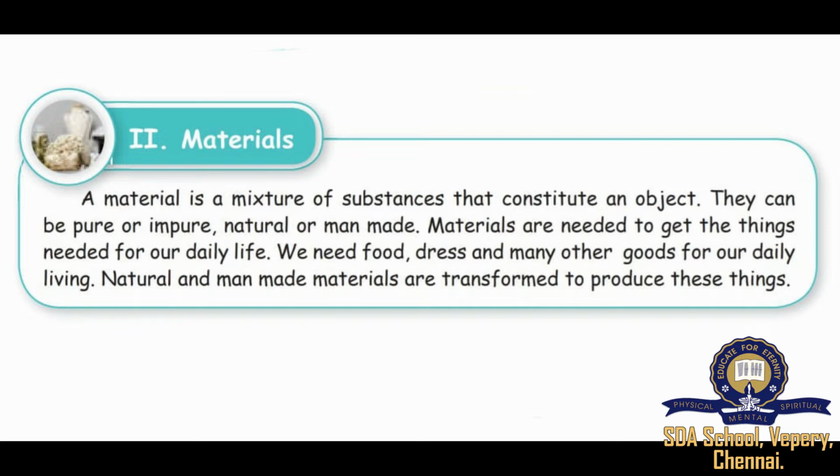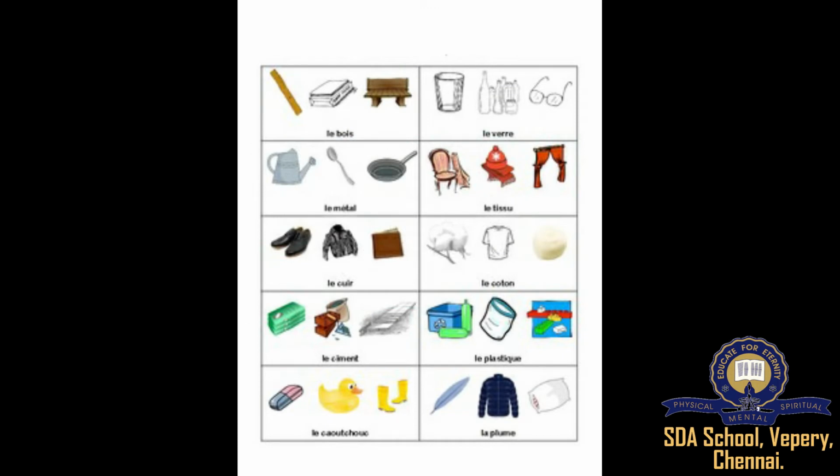What is a material? A material is a mixture of substances that constitute an object. They can be pure or impure, natural or man-made. Why do we need materials? Materials are needed to get the things needed for daily life. What are the materials we need for daily living? We need food, dress and many other goods for our daily living. Natural materials and man-made materials are transformed to produce these things.